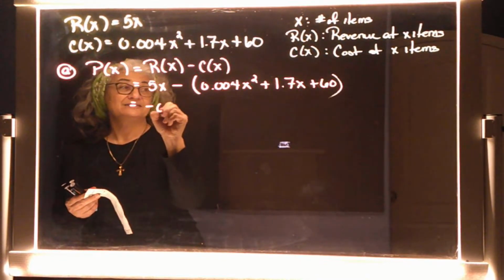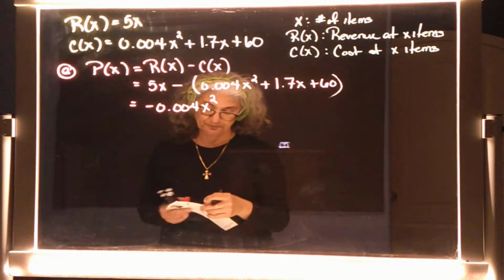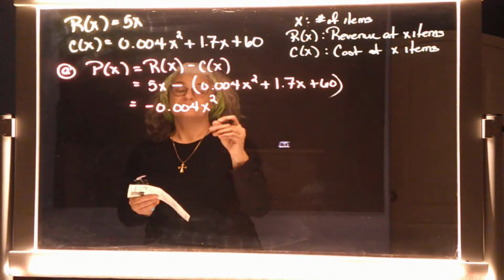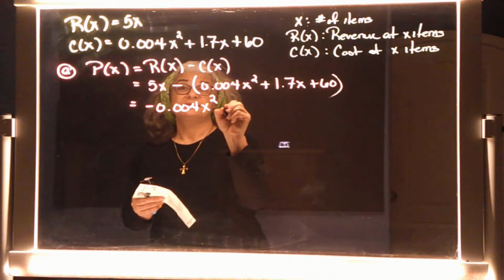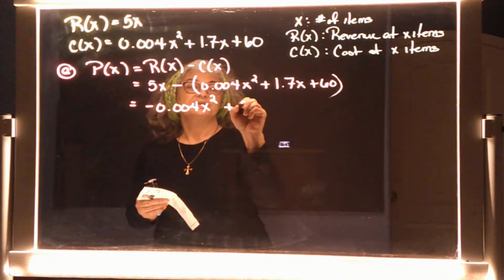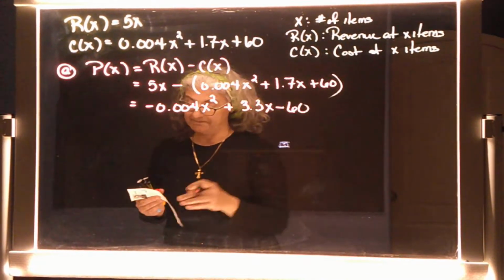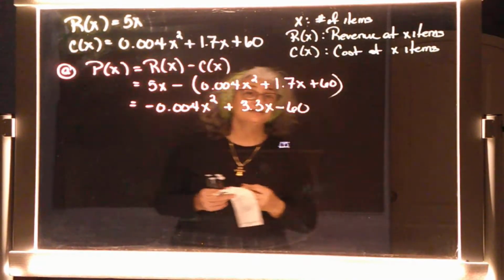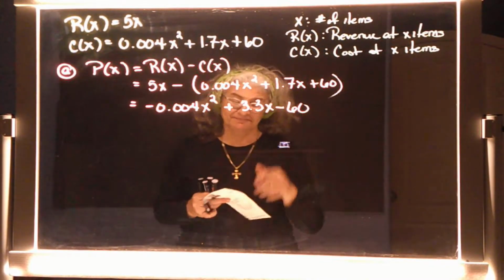I got negative 0.004x squared plus 3.3x and then minus 60. Did you get the same thing? Good. All right, part A, check.